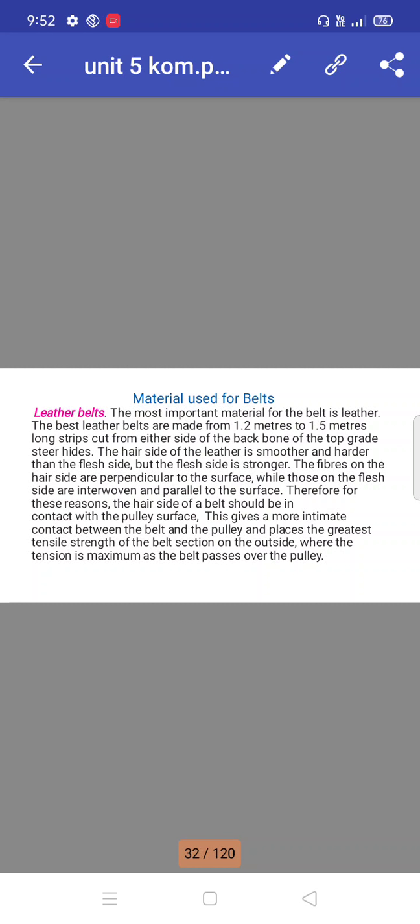The hair side of the leather is smoother and harder than the flesh side, but the flesh side is stronger. The fibers on the hair side are perpendicular to the surface, while those on the flesh side are interwoven and parallel to the surface. Therefore, for these reasons, the hair side of the belt should be in contact with the pulley surface. This gives a more intimate contact between the belt and the pulley and places the greatest tensile strength of the belt section on the outside, where the tension is maximum as the belt passes over the pulley.